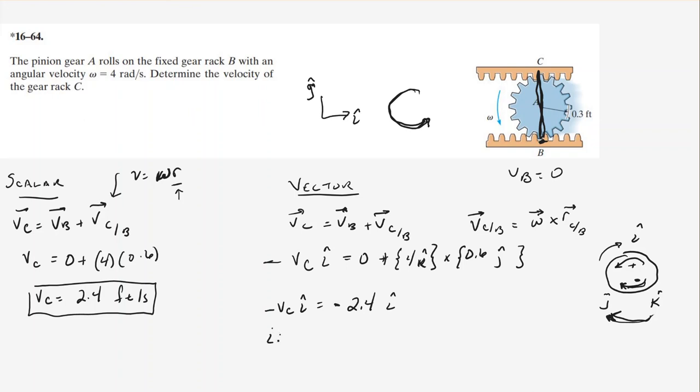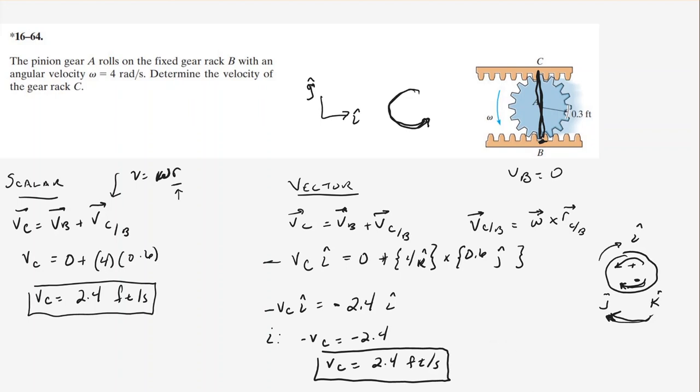And then setting these two things equal, negative v sub c is equal to negative 2.4. So v sub c is equal to 2.4 feet per second. Now it's the same answer we had before. You may prefer scalar over vector approach. I think that with the scalar approach, you really have to have a gut feeling for what's happening more than with the vector. The vector sort of takes care of itself.